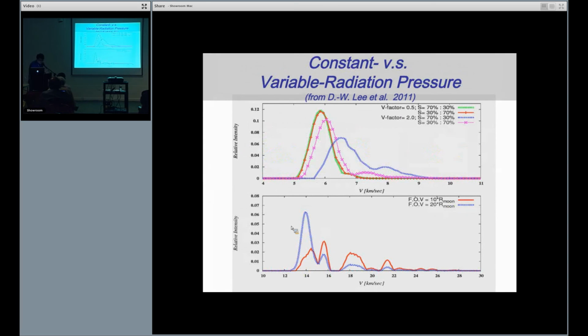And here is a comparison between the constant radiation pressure and the variable radiation pressure. The upper graph shows the constant radiation pressure case, and the lower graph shows the variable radiation pressure case. If we just assume a constant radiation pressure effect, then we can only achieve a peak velocity of 6 or 7 kilometers per second. But once variable radiation pressure is applied, then we can easily obtain such higher peaks and widened features toward the higher velocities.